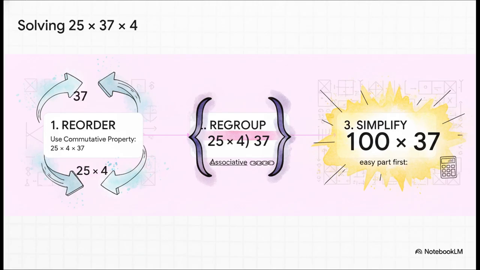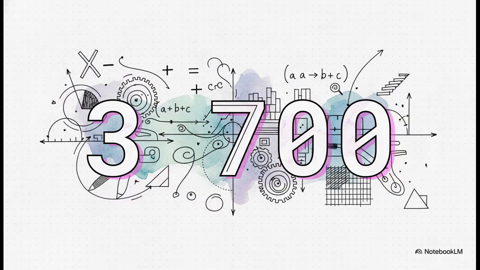Now, why would we do that? Because our brain knows that 25 times 4 is a super friendly number, 100. Then we use the associative property to regroup, to put those parentheses around the 25 and 4 so we can tackle that easy part first. And just like that, a tough calculation becomes 100 times 37. The answer is 3,700. No calculator needed. That right there is the real power of knowing these rules.